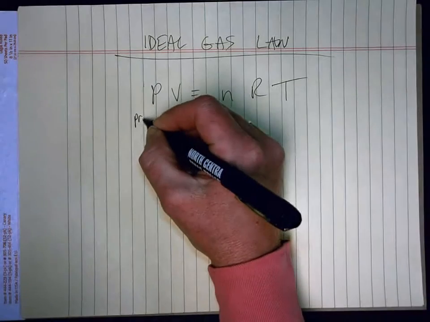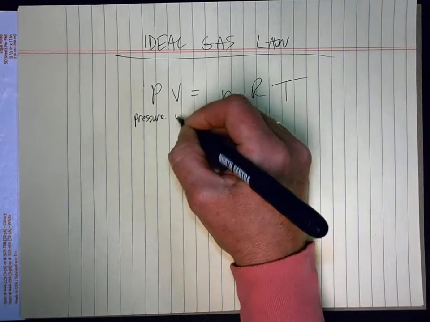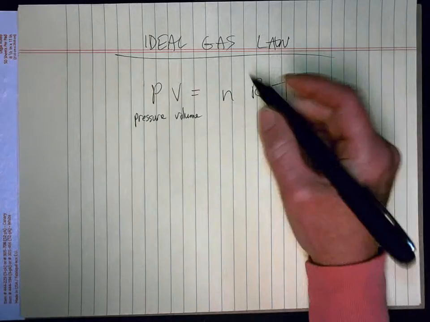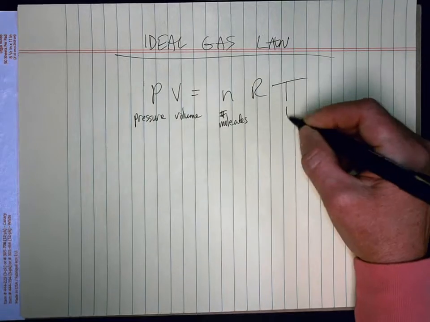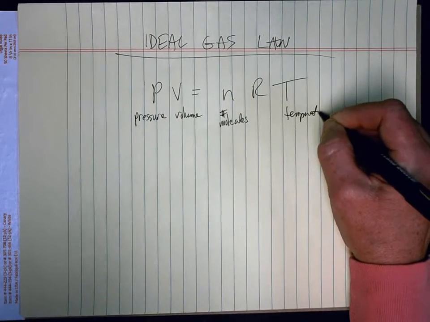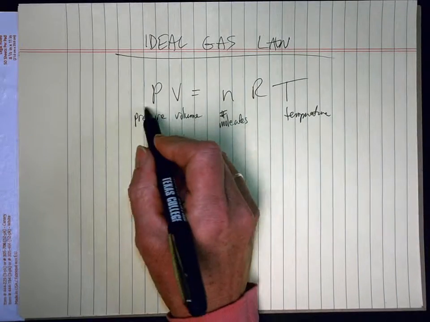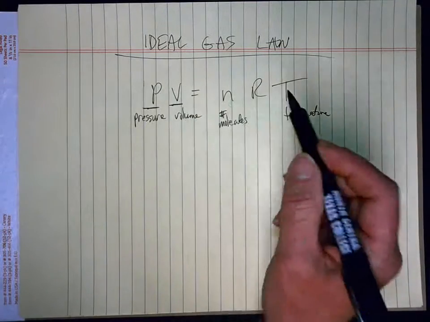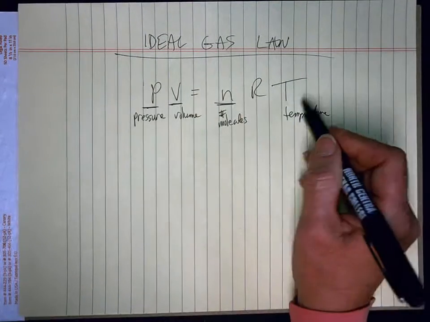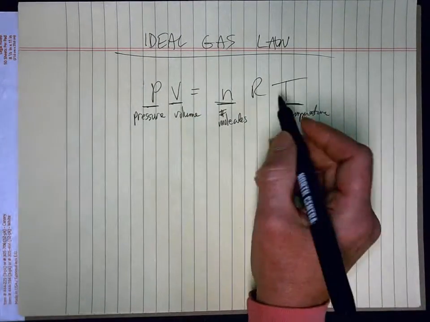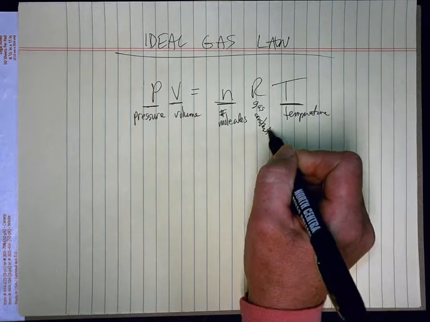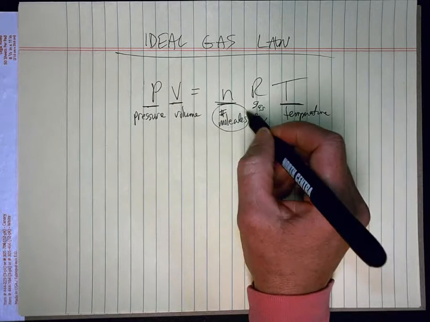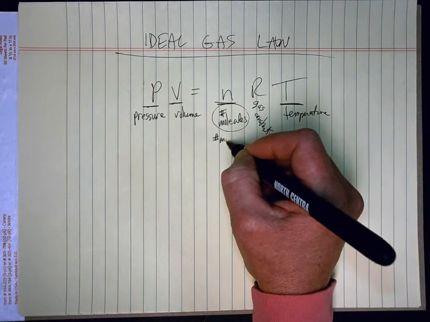It's the relationships between pressure, volume, number of molecules, and temperature. So P stands for pressure, V stands for volume, N is number of molecules, T stands for temperature, R is a gas constant. It doesn't change. And actually, when we're saying number of molecules here, it's actually number of moles.